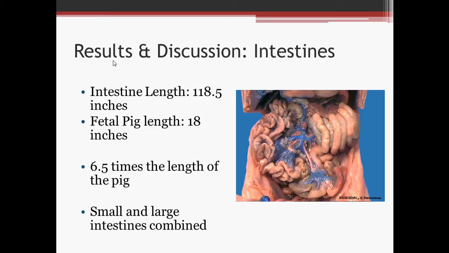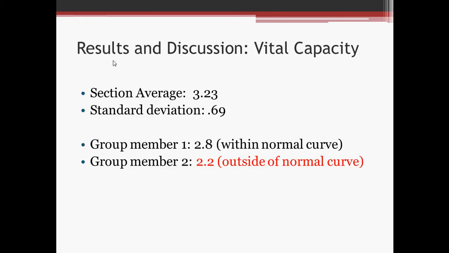When dissecting the pig, the intestines were removed. The intestines' length was determined to be 118.5 inches. This was the small and large intestines combined. The total length of the pig was also determined to be 18 inches. In comparison, the intestines were found to be 6.5 times longer than the actual pig. It is usually found that the small intestine is 5 times as long as the pig. The reason why our measurements were so much greater is because the length of the small and large intestines were taken together.